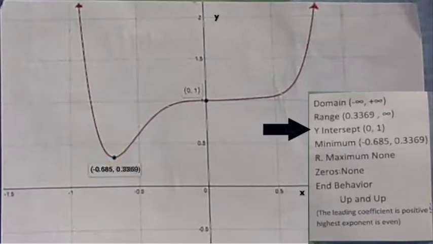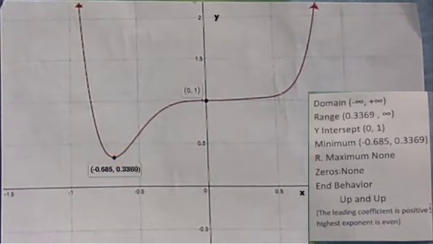The y-intercept of a function is the point where x equals 0, and for my function, it's 0, 1. The minimum of a function is its lowest point. For mine, it's negative 0.685 and 0.3369.